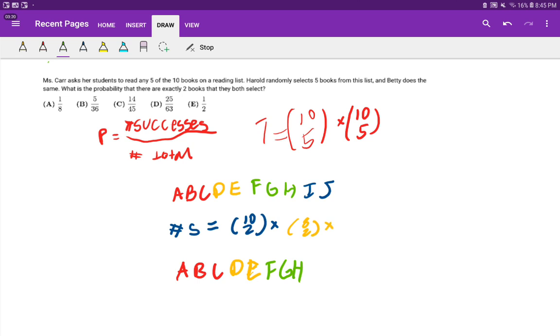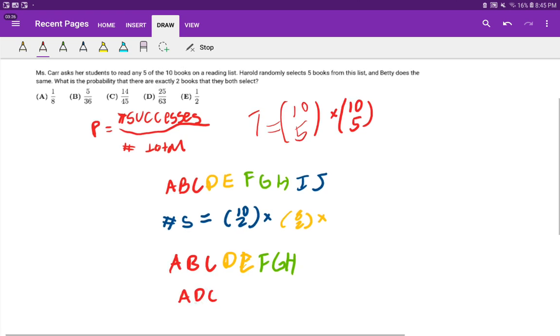Okay, so now let's assume that D and E are chosen. Thus, the books that we have remaining are A, B, C, F, G, H. And the number of ways to split these between Harold and Betty should be 6 choose 3 times 3 choose 3. Because there are 6 choose 3 ways that Harold can choose 3 books from this list, and then 3 choose 3 ways that Betty can choose from the remaining books. So we have times 6 choose 3 times 3 choose 3.